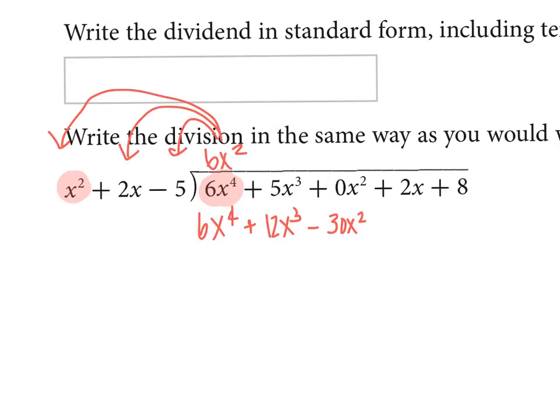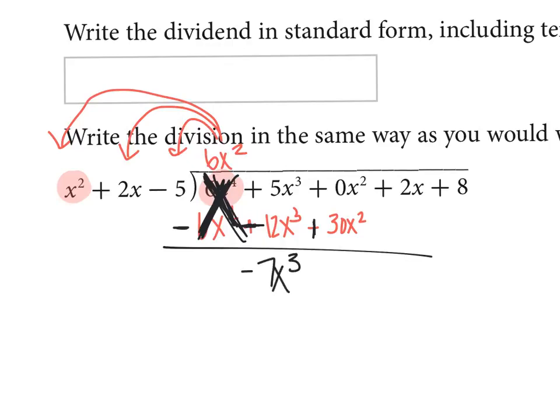So this is going to become a negative 6x to the fourth, a negative 12x to the third, and a positive 30x squared. So what happens to my 6x to the fourths? They cancel, which they always should cancel. Again, if they don't cancel, you can guarantee you did something wrong. Okay, so what is 5x cubed minus 12x cubed? Negative 7x cubed. And then 0x squared plus 30x squared would be 30x squared. Again, imagine if this 0x squared wasn't here, then this 30x squared would be lined up underneath the 2x. So that would just throw things off a little bit. Okay? All right, what do I do now?